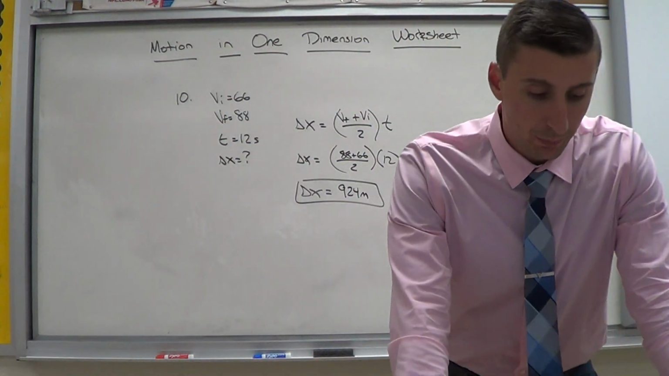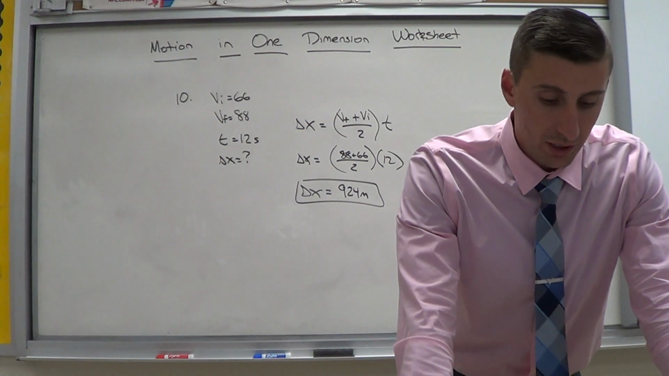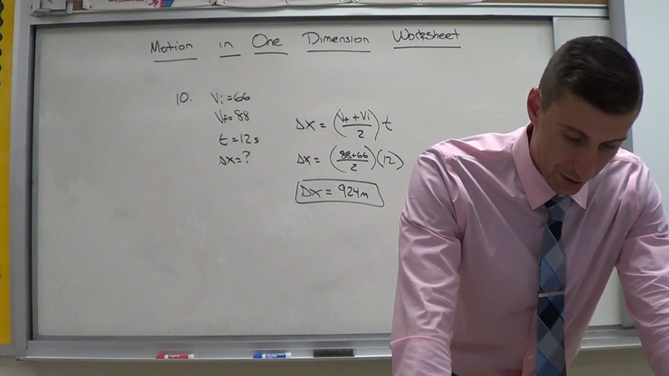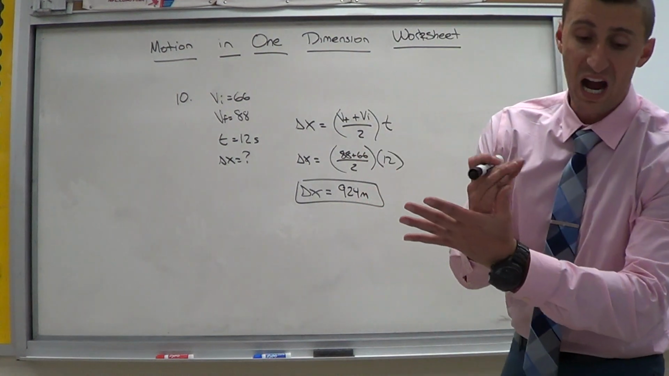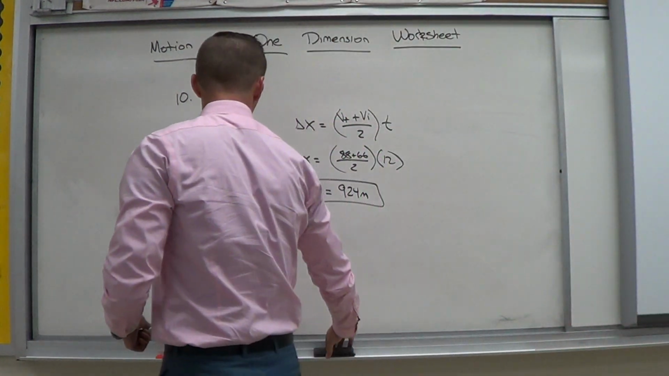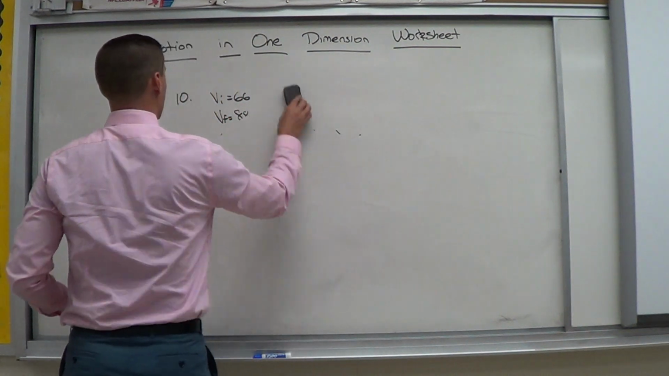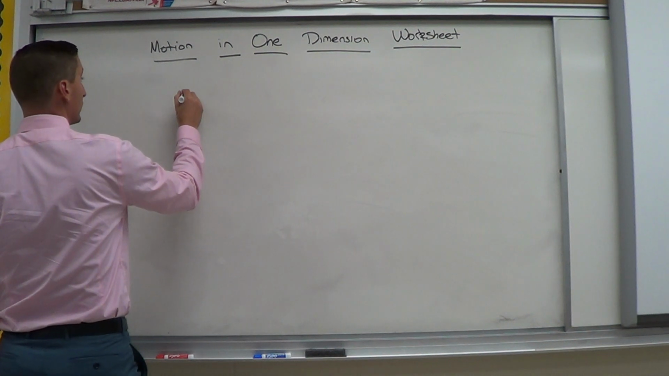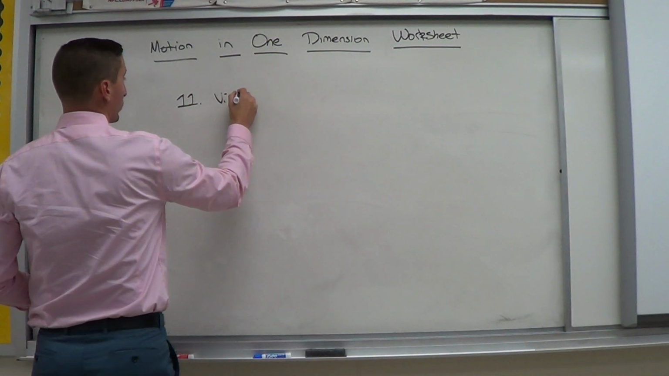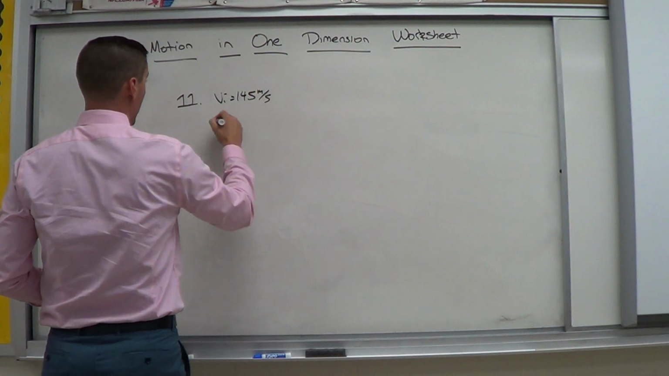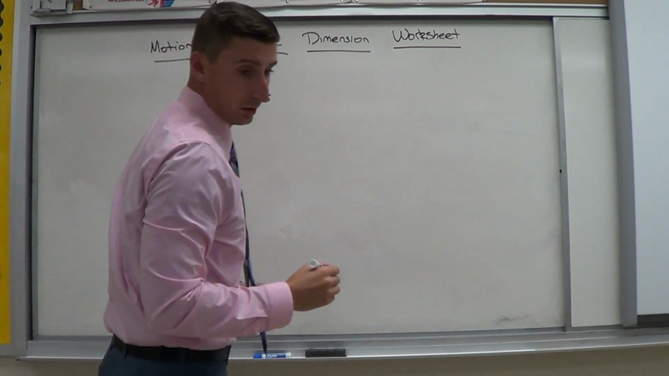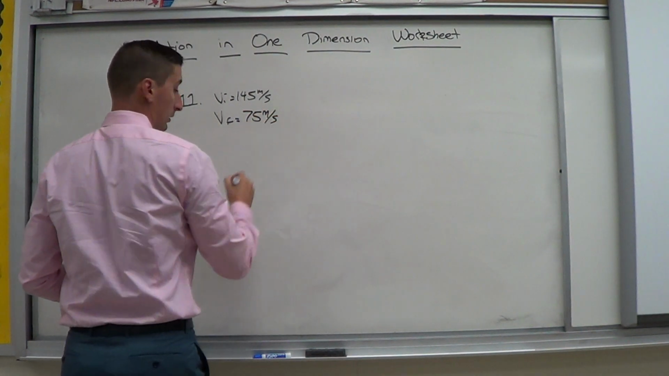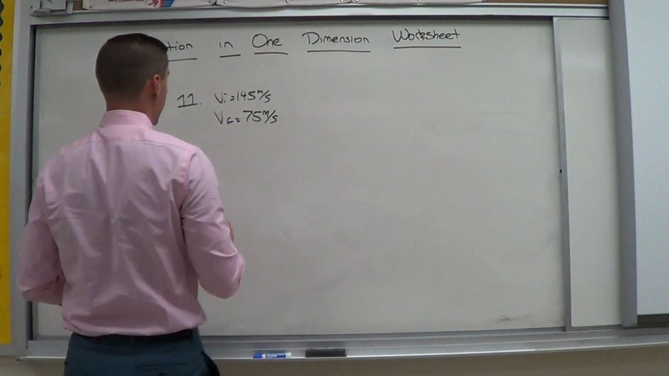Again, it says how far does a plane fly in 15 seconds while velocity is changing from 145 meters per second to 75 meters per second at a uniform rate of acceleration. So now you're going from 145 to 75. So again, I'm going to list what I know here. VI is 145. VF is 75. It gives you a time of 15 seconds.